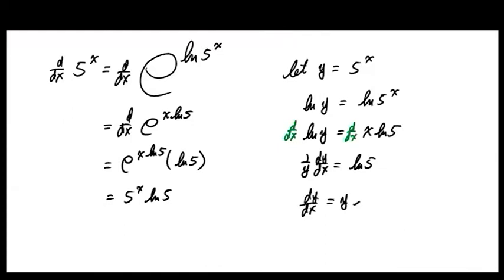But let's remind ourselves, what was y? y is this thing, isn't it? So we have, how about that? Exactly same answer. You can do either one, okay? But the technique itself is very important. And this is known as the logarithmic differentiation. You take ln on both sides, then differentiate.